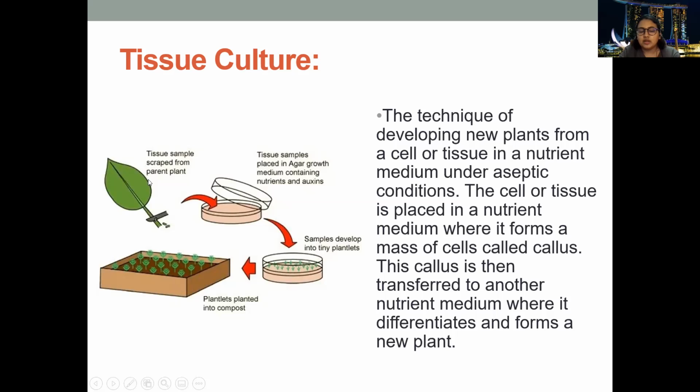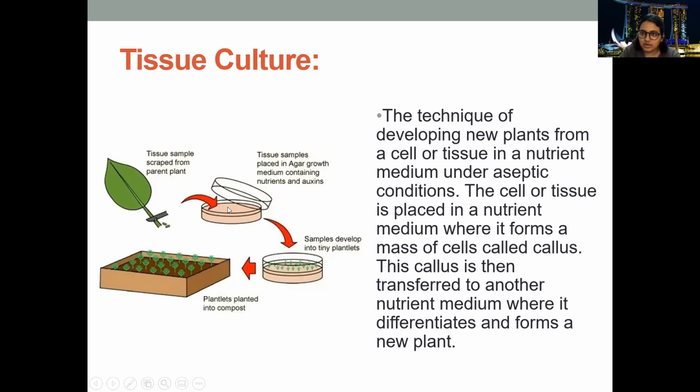In this technique, a new plant is developed from a cell or tissue in a nutrient medium under aseptic conditions. Not in the body of the parent plant, not on the soil. It is grown in the nutrient medium during the beginning time. In a petri dish, a tissue is taken from any part of the plant, then it is put in a nutrient medium.